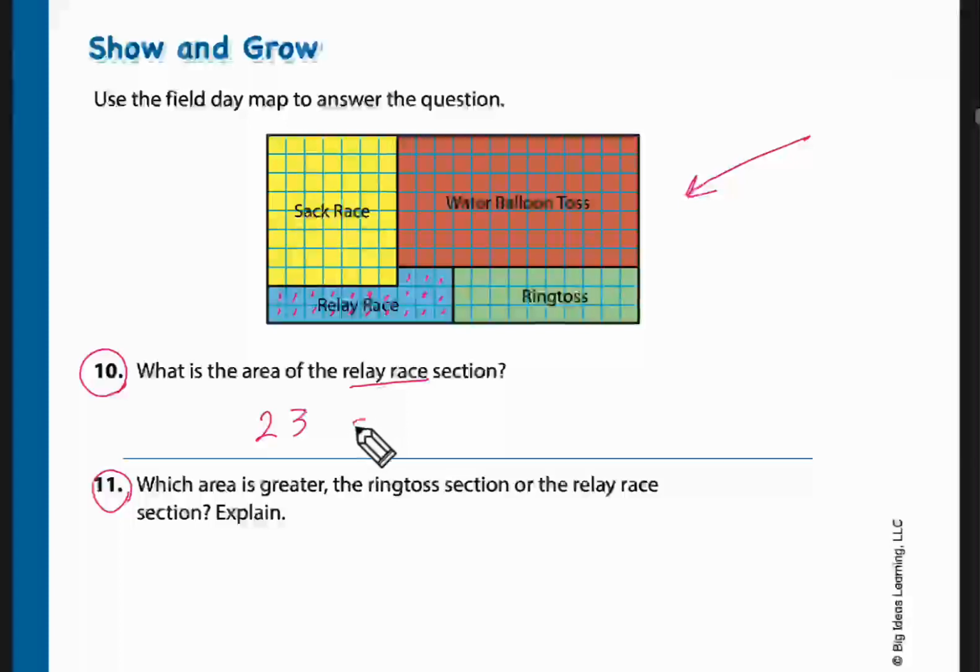So, you should write here, square units. Square unit. Thank you, teacher. Thank you, Anas. Okay, Hassan. Yes, teacher. Which area is greater? The ring toss section or the relay race section? Explain. We know already the relay race is 23 square units, but we need to find the ring toss.